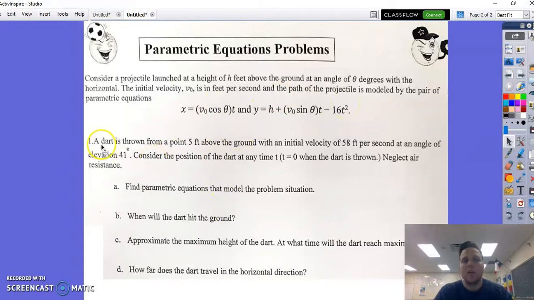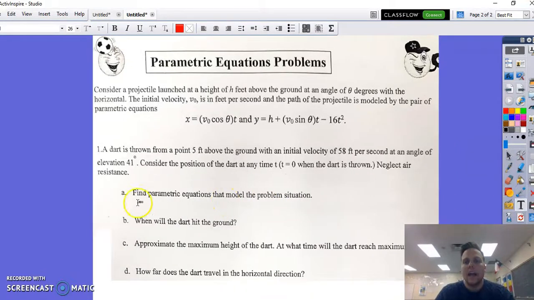All right, let's look at problem number 1. A dart is thrown from 5 feet above the ground with an initial velocity of 58 feet per second at an angle of elevation 41 degrees. Consider the position of the dart at any time t. Neglect air resistance. So, part A says find parametric equations that model the problem situation. Okay, so that should be simple enough. I need to create 2 parametric equations that model this. Well, I know I'm using x and y that I have up here. These are my 2 models, and I just need to plug in the appropriate information.